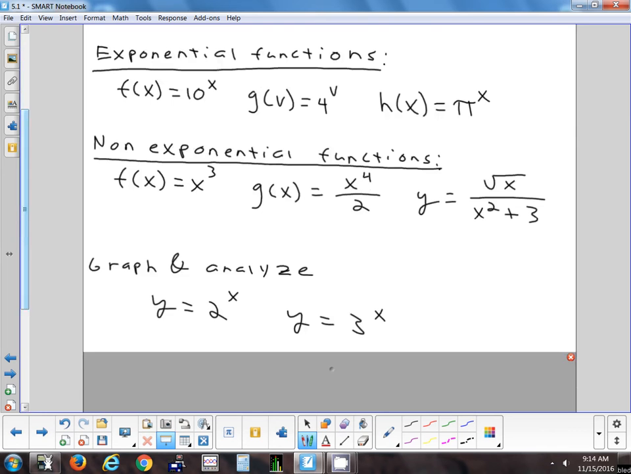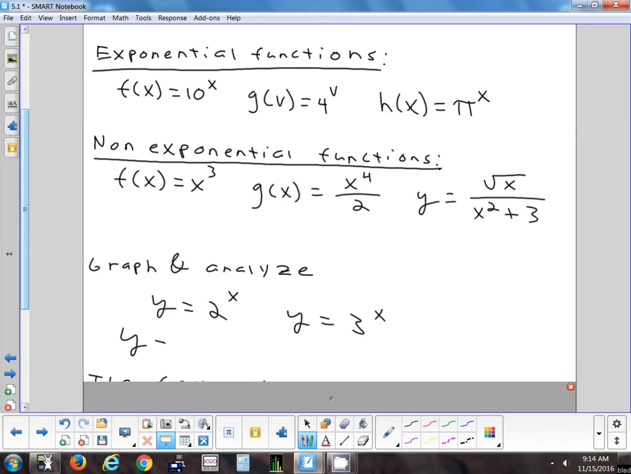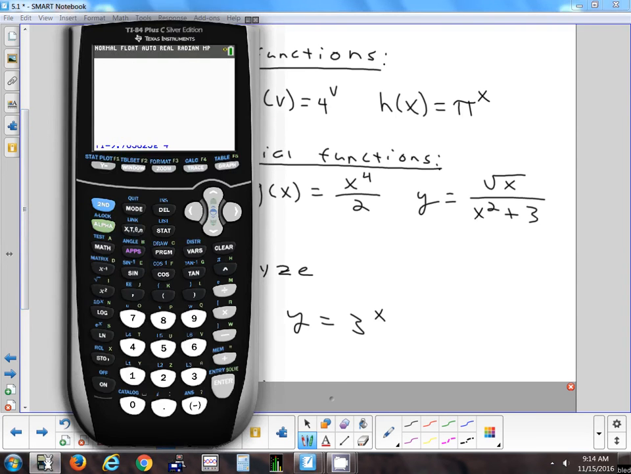So a vertical stretch would be if I did something like this. This is a vertical stretch of 2 to the x by a factor of 4. So you have to multiply by a number in front. It's going to have something to do with how fast it curves. What do you think 3 to the x is going to do? It's going to curve faster, because taking 3 and raising it to a power is usually going to be bigger than taking 2 and raising it to a power. Okay, so let's look at it.